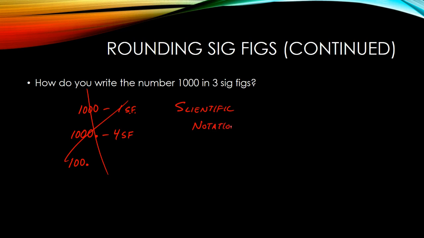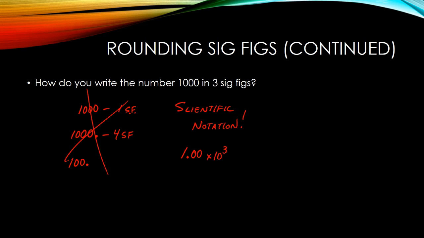And so anytime you need to change a number with a lot of zeros, and get it so it only has a certain number of sig figs, scientific notation is the way to go. So with that in mind, when we're asked how do we write the number 1,000 with 3 significant figures, just like we did in our last example, we can write 1.00, and now that has 3 significant figures, but in scientific notation, it's going to be times 10 to the positive third power.